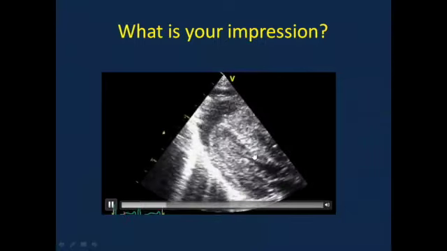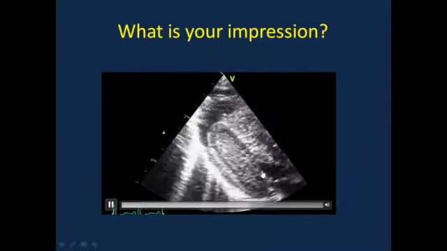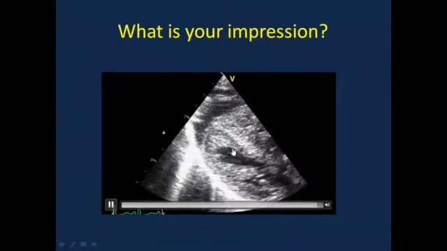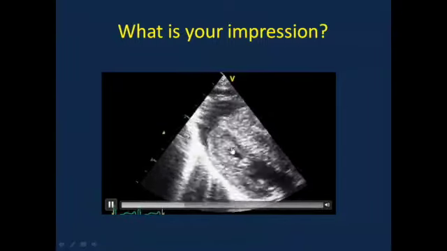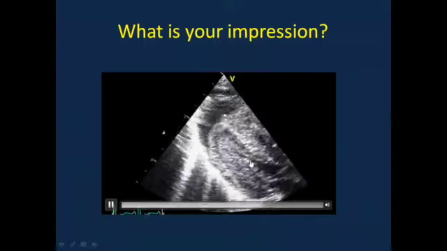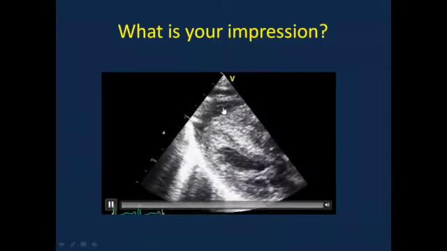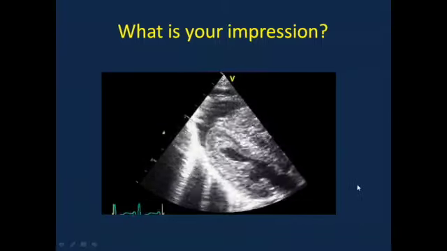There's the heart actually in parasternal long axis view. At the end of systole, you can see the heart is collapsing. The ventricle is collapsing, almost empty, and you have some mild pericardial effusion.